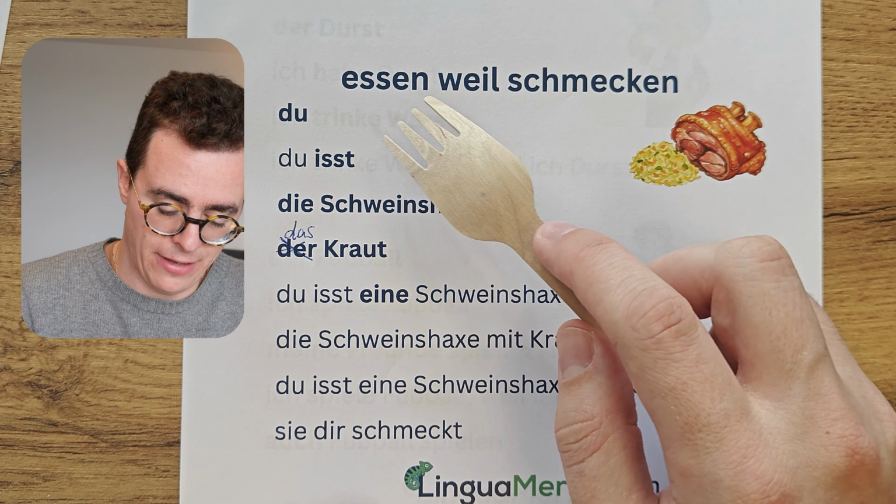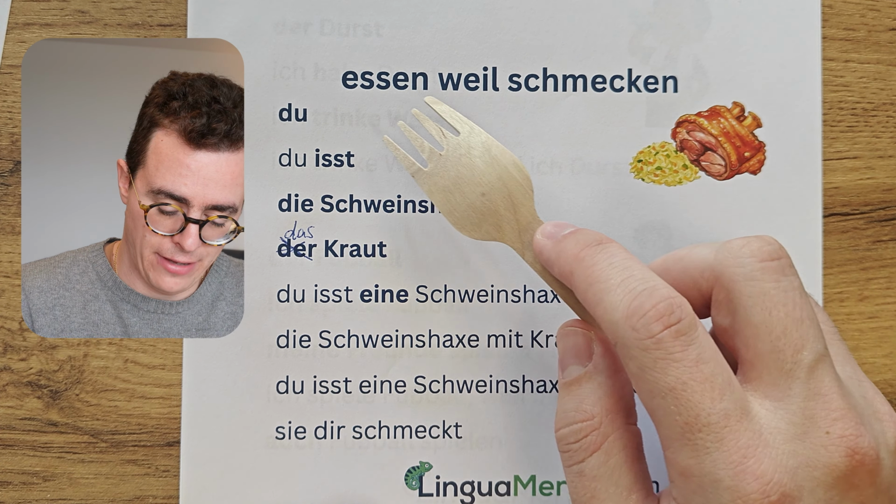Here we have a Schweinshaxe, which is a very common German dish. It's a very traditional German dish, not necessarily eaten every day today, but it's very traditional. It's a pork leg, basically. Haxe means leg. It's another word for leg. The standard word for leg would be Bein, but there are certain dialects, especially Bavarian, where it's actually more common to use Haxe. And the Schweinshaxe is eaten with Kraut.